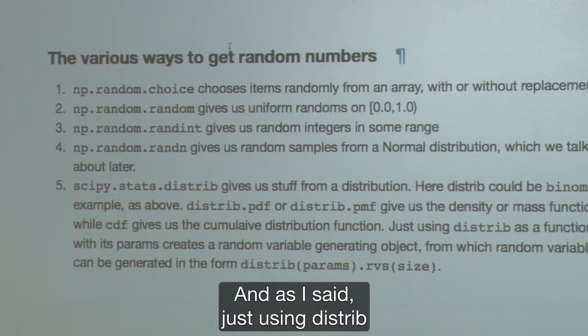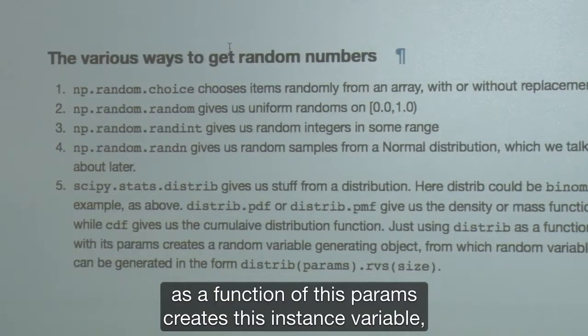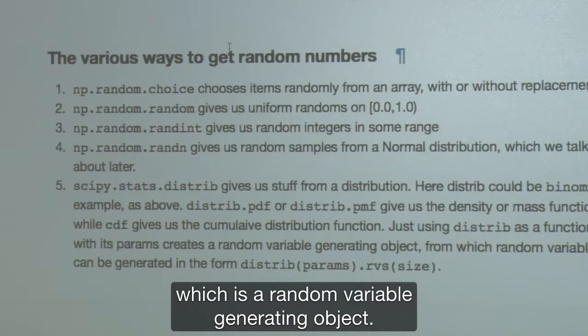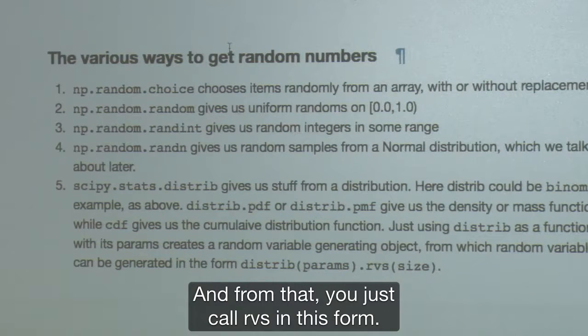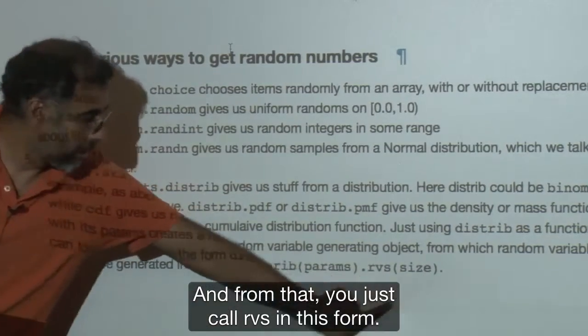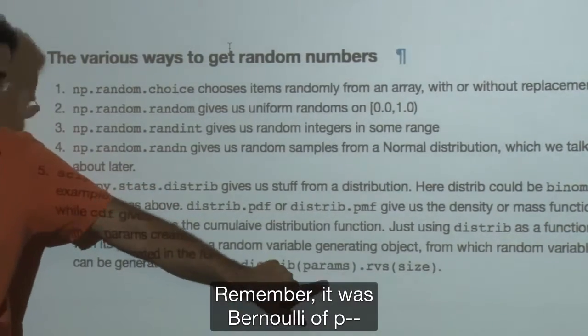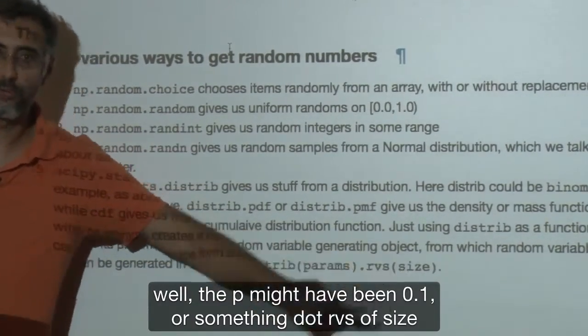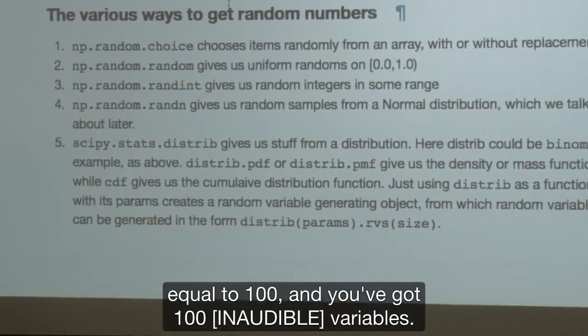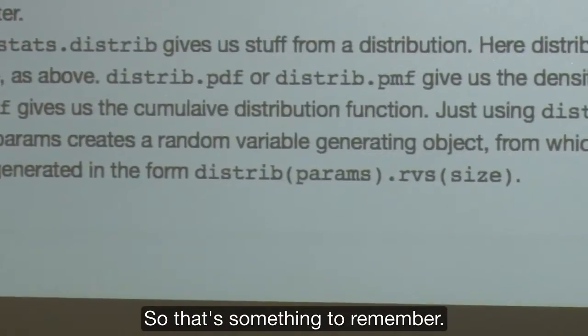As I said, just using distrib as a function with its params creates this kind of instance variable, which is a random variable generating object. And from that, you just call RVS in this form. Remember, it was Bernoulli of p, p might have been 0.1 or something, dot RVS of size equal to 100, and you got 100 Bernoulli variables. So that's something to remember.